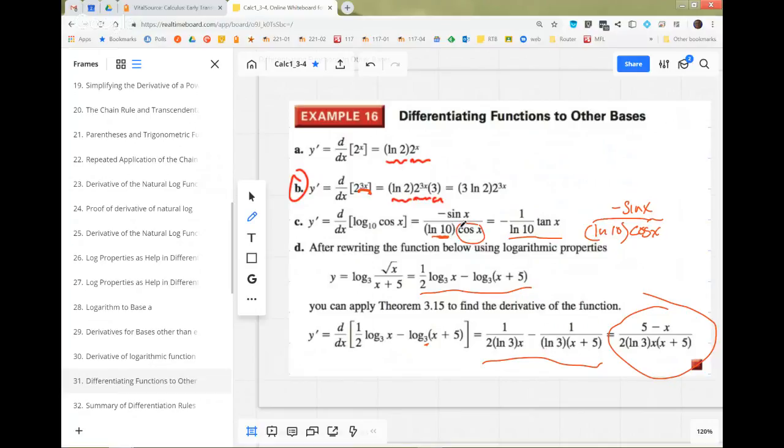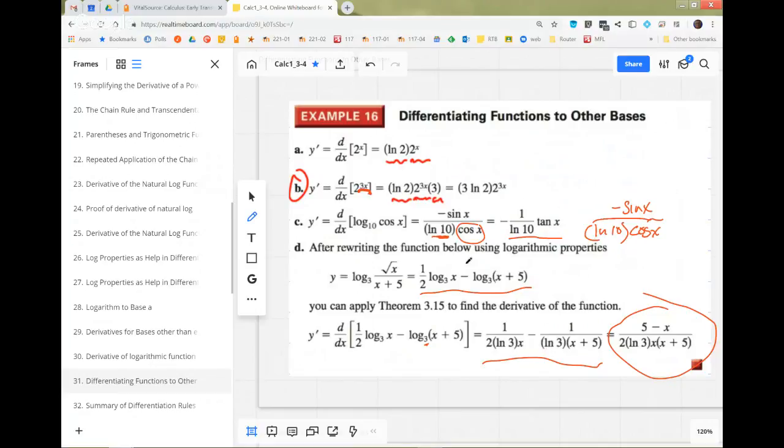Now, how did they get from here over to the end here where they have minus? So that's just, what's sine over cosine? Tangent. So all they did is say sine over cosine is tangent. They put the minus sign out in front. Otherwise, it's the same answer.